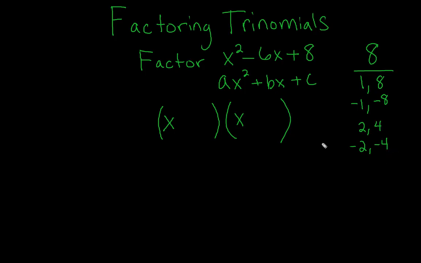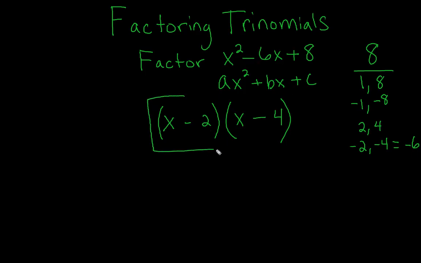But which of these add together to give us negative 6? And hopefully you can see that when we add negative 2 and negative 4, that will give us a negative 6. So two factors that multiply together to give us 8 is negative 2 times negative 4. And when we add them, give us this negative 6, this middle term. So we're just going to take those two factors and put them in here in the back ends of our binomials. And that gives us our fully factored form of this trinomial.